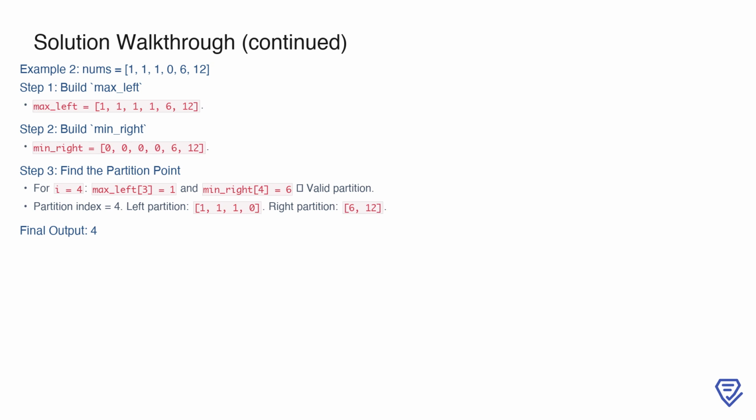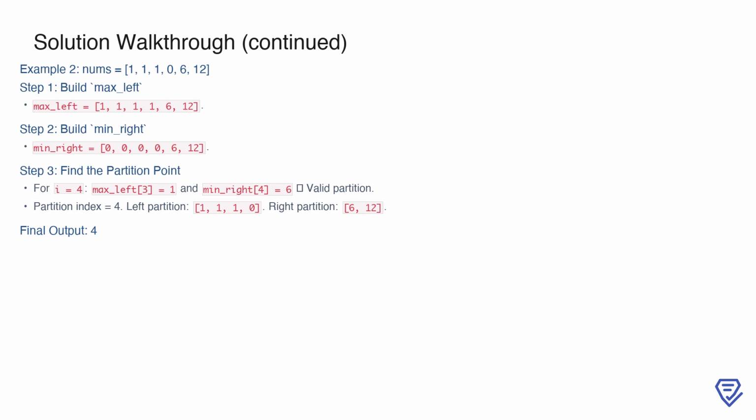First, we build max_left, which stores the maximum values from the beginning of the array up to each position. In this case, max_left equals 1, 1, 1, 1, 6, 12. Next, we construct min_right, which stores the minimum values from the end of the array back to each position. Here, min_right equals 0, 0, 0, 0, 6, 12.